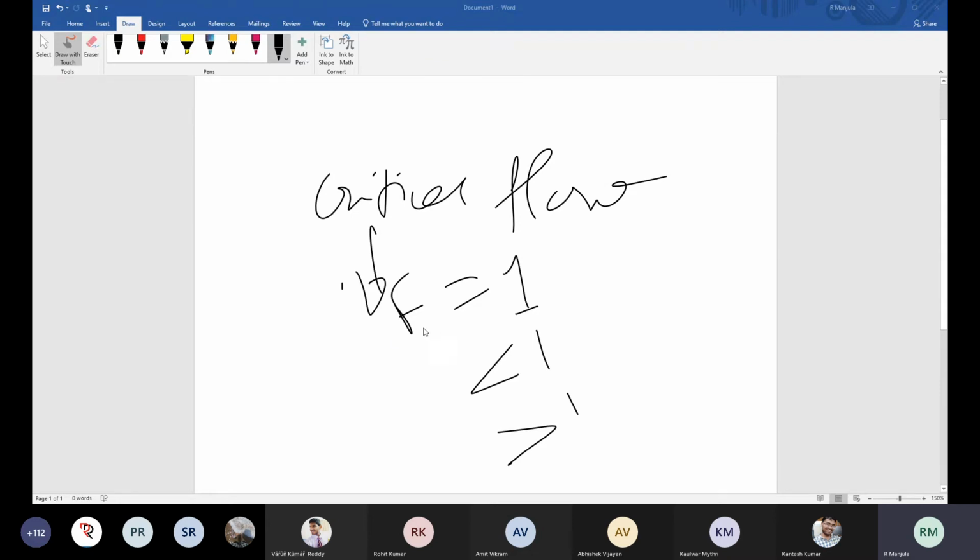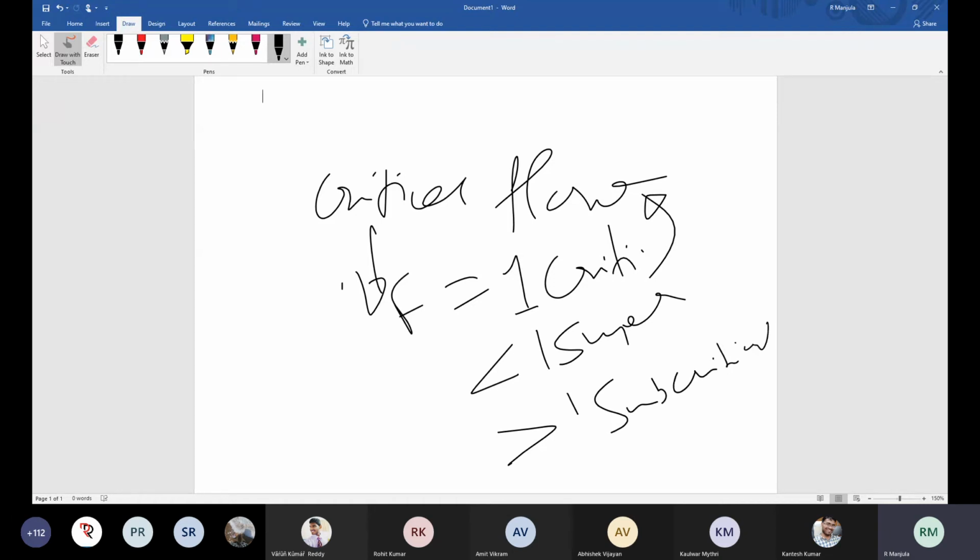So when it is less than 1, it is supercritical flow. When it is greater than 1, it is subcritical flow. When it is equal to 1, it is a critical flow. Otherwise, if it is less than or greater than 1, it is subcritical or supercritical flow. So when the Froude number is equal to 1 or unity, it is a critical flow. When it is less than 1, it is supercritical flow. When it is greater than 1, it is a subcritical flow.